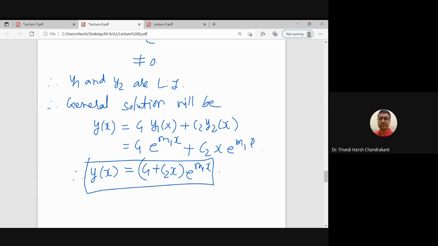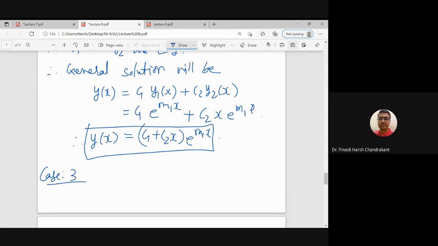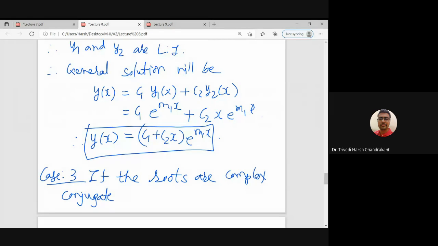And then we have a third case, which is the last case, in which we have complex roots. Whenever the roots are complex numbers, the only thing that changes is essentially the solution. So the third case is if the roots are complex conjugates. That means the discriminant is negative, and that gives complex numbers.